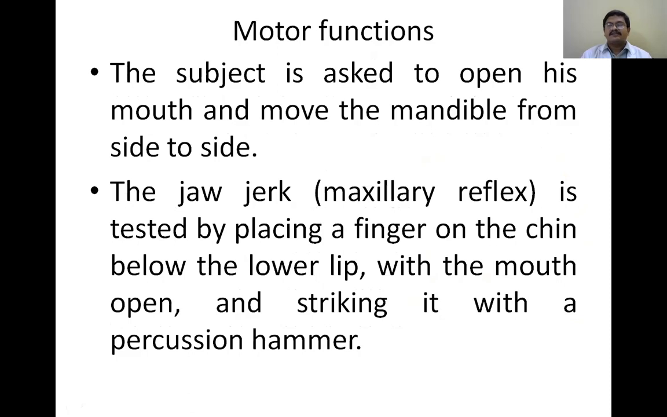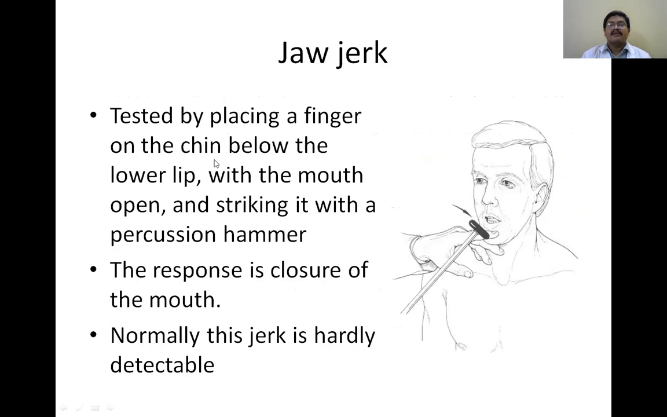Another test is the jaw jerk, also called the maxillary jerk. It is tested by placing a finger on the chin below the lower lip with the mouth open, and striking with the knee hammer. This is how you have to perform it. If it is present, there will be closure of the mouth.